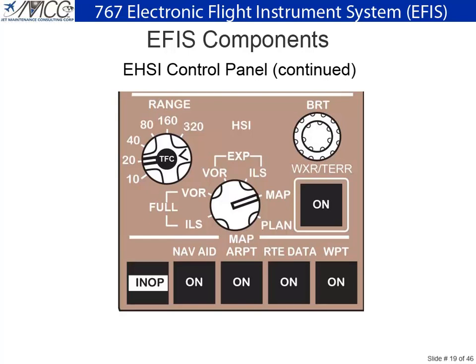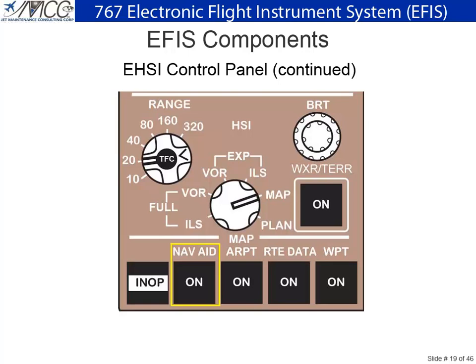The EHSI map mode display switches are a set of 5 push-on, push-off switches. The left switch is inop. They illuminate in the on position and call up useful display data in the map mode. When in the on position, the following data will be included in the map display.